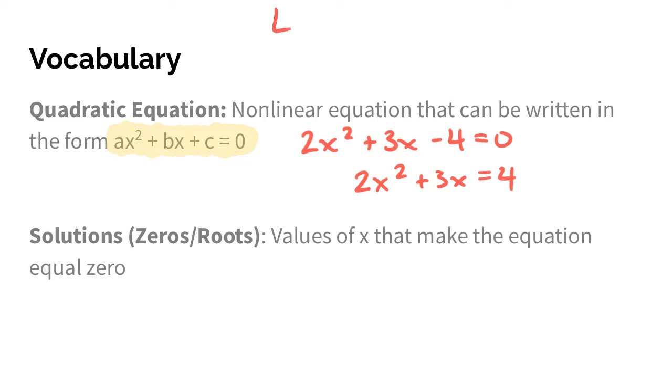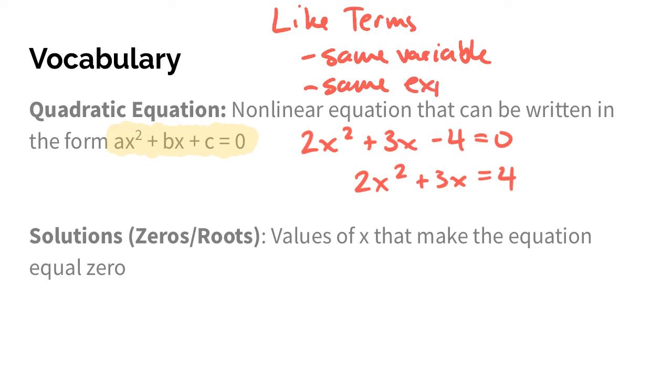So if we go back to the idea of like terms, they must have the same variable, which is something we looked at in prior equations, but they must also have the same exponent. That's what we talked about in terms of solving exponential equations. In this case we cannot combine the x squared and the 3x, because the x squared has an exponent of 2 and the 3x only has an exponent of 1, so those are not like terms. So our goal is still to find the solutions. The only difference is that we're going to have to solve these a little bit differently.